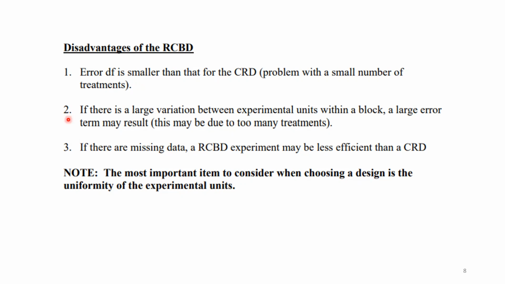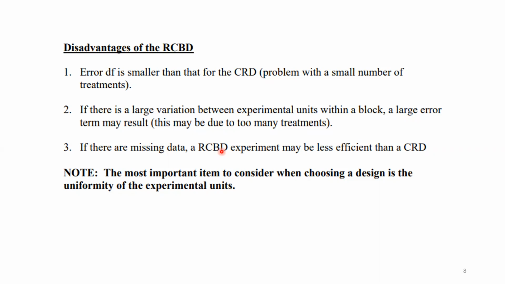If there is a large variation between experimental units within a block, a large error term may result. So we need to avoid those kinds of errors in our models. If there are missing data, an RCBD experiment may be less efficient than CRD. So this is good for the complete design. That's why the term is randomized complete block design. I have already introduced what I mean by complete and incomplete models. So this is less efficient for the incomplete design.